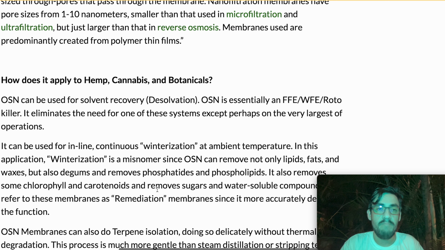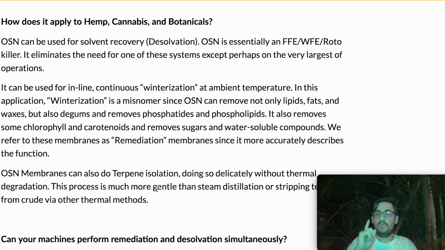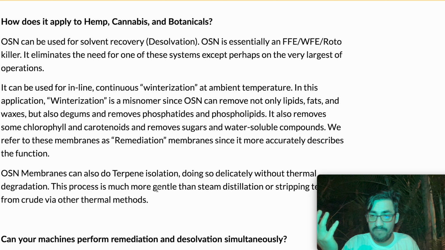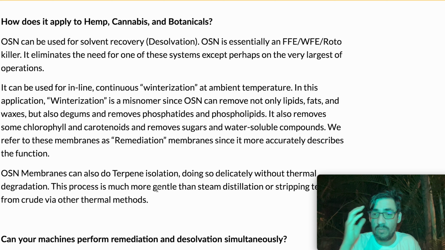So anyways, that's membrane filtration. And how does it apply to cannabis? So we have desolvation membranes, which is solvent recovery. They are awesome because they're a roto killer. They're a falling film, rising film killer because they cost a lot less than a falling film. And they typically use a small fraction of the energy, 5% of the energy or whatever. And so our smallest system can do, right now, somewhere about 120 gallons of ethanol per hour. So a 120 gallon per hour falling film evaporator will cost you a pretty penny.